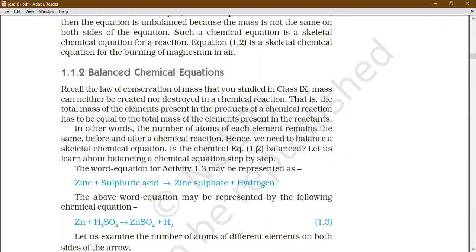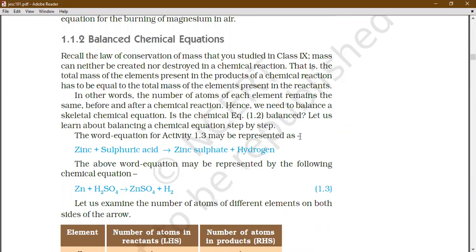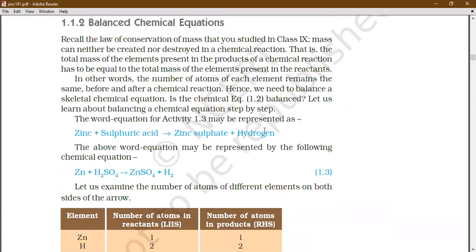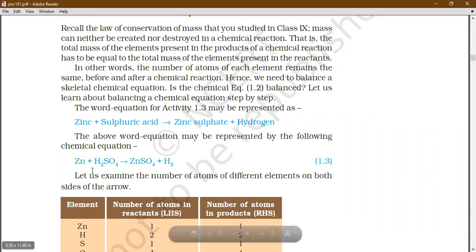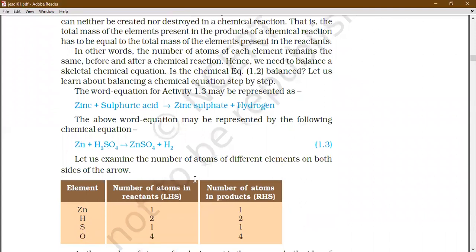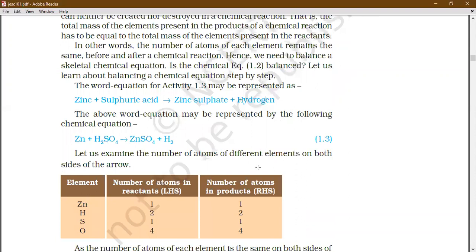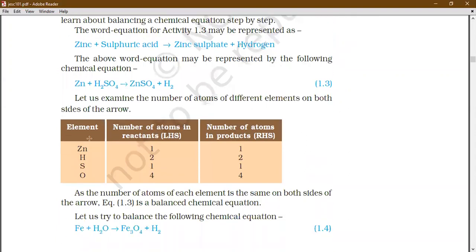The word equation for activity 1.3 may be represented as zinc plus sulfuric acid gives zinc sulfate plus hydrogen. The above word equation may be represented by the following chemical equation: Zn plus H2SO4 gives ZnSO4 plus H2. Now let us examine the number of atoms of different elements on both sides of the arrow. Name of the element, number of atoms in reactants, and number of atoms in products. Zinc 1, 1. Hydrogen 2, 2. Sulfur 1, 1. Oxygen 4, 4.